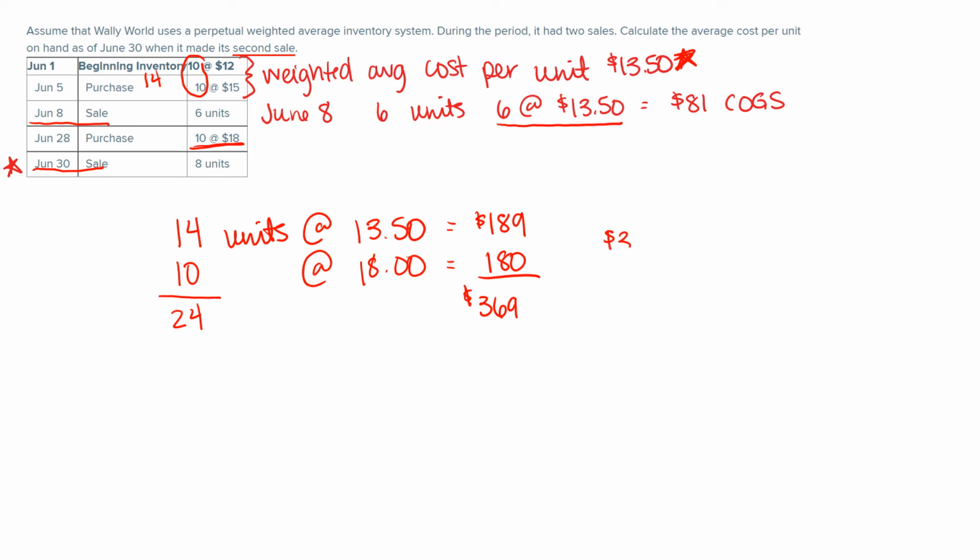So if we take $369 divided by 24 units, that's going to give us a per unit average of $15.375. So that is the cost per unit that would be used to calculate cost of goods sold and ending inventory at that time.